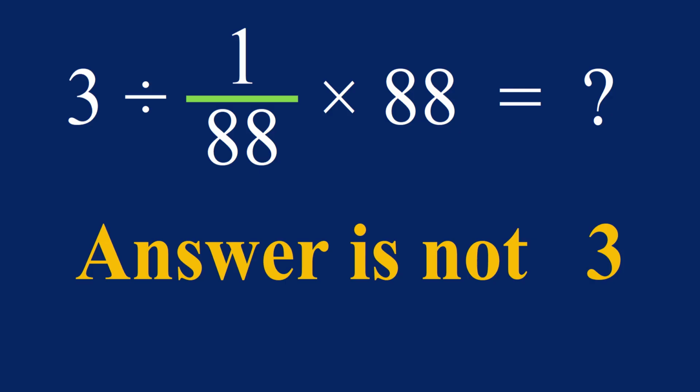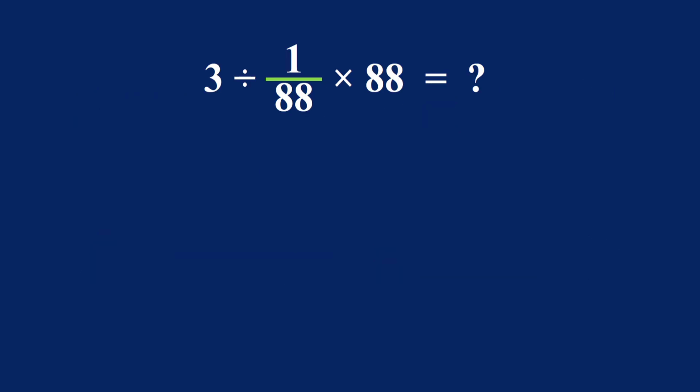What's ahead in this episode? We wanted to find the value of this expression: 3 divided by 1 over 88, then times 88. Let's go and start solving the problem.